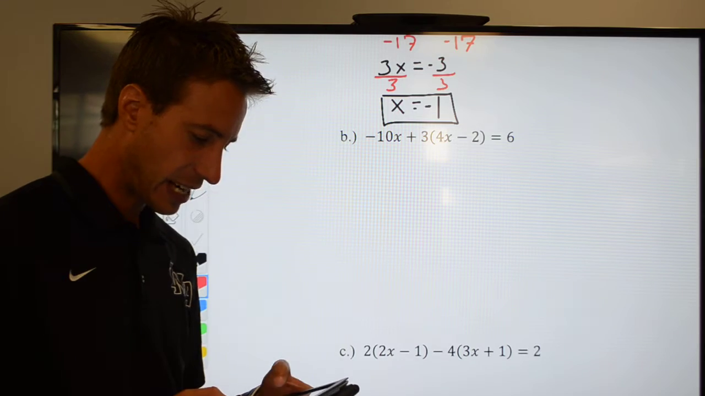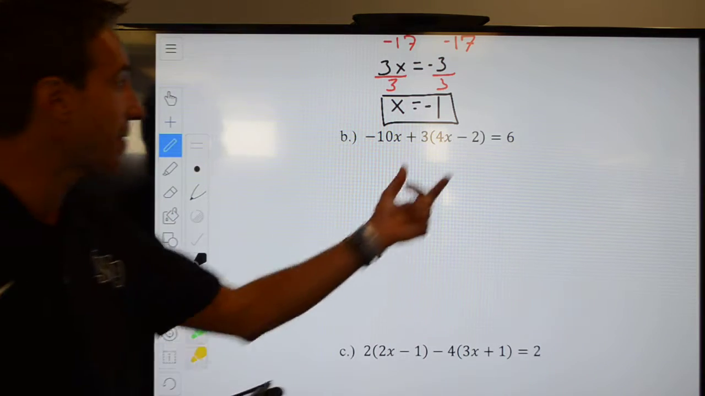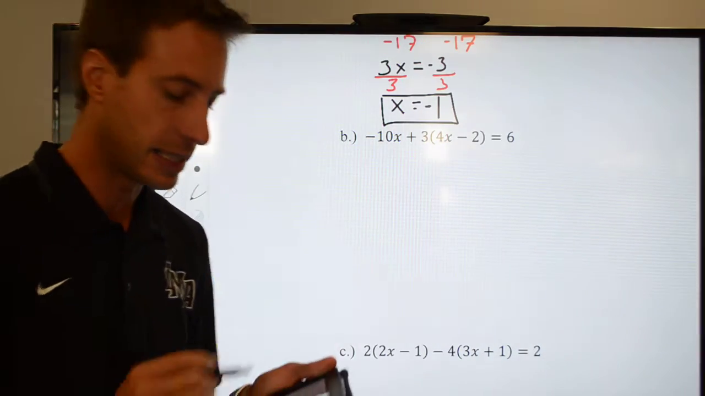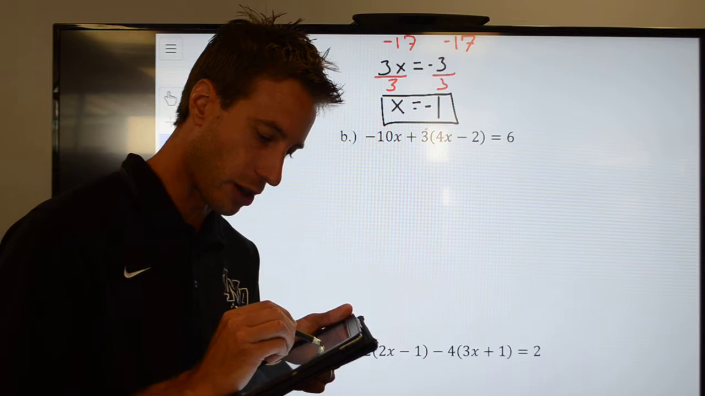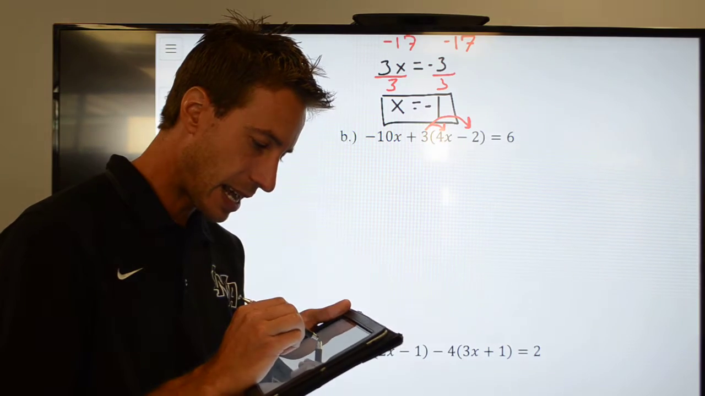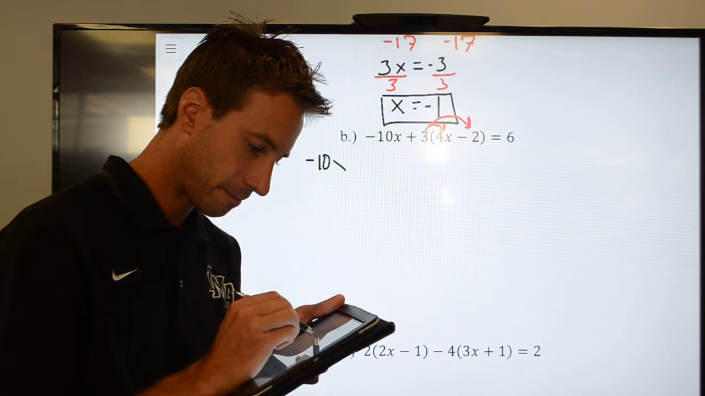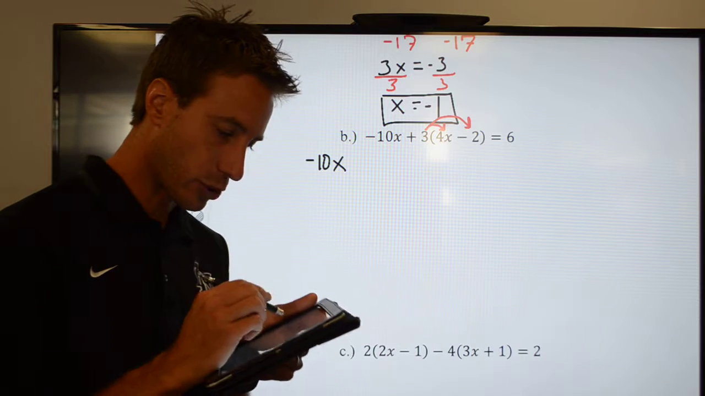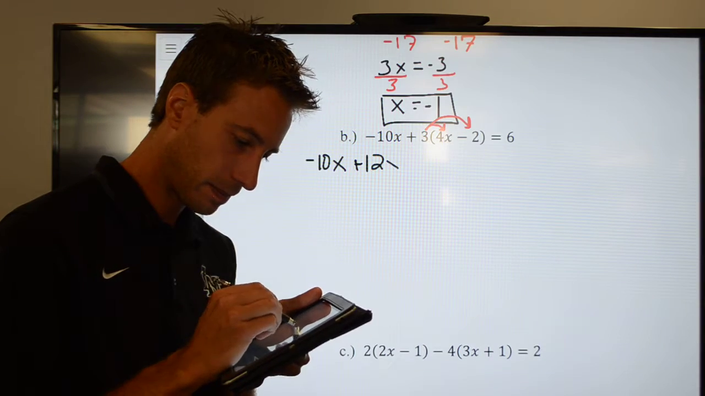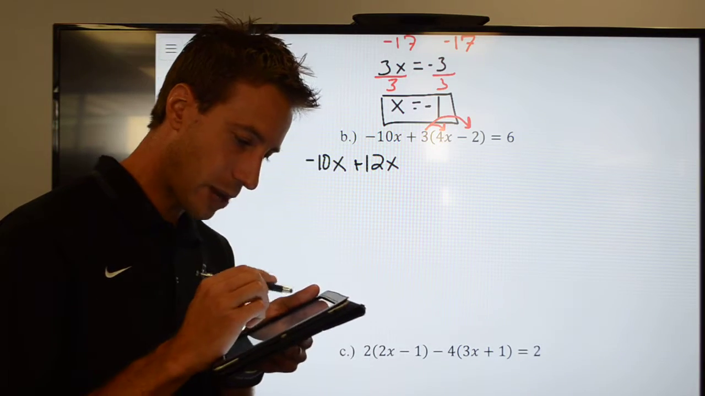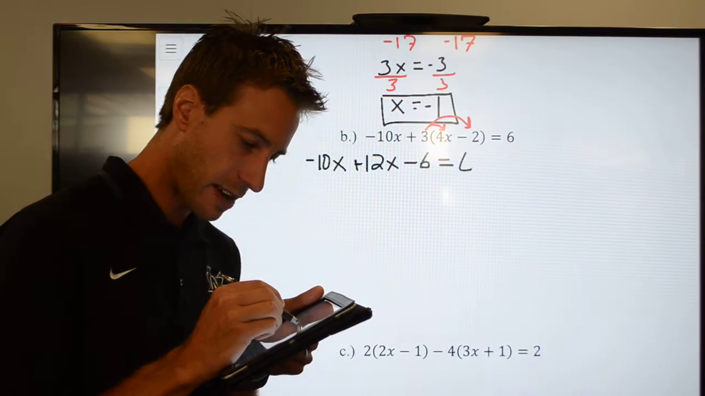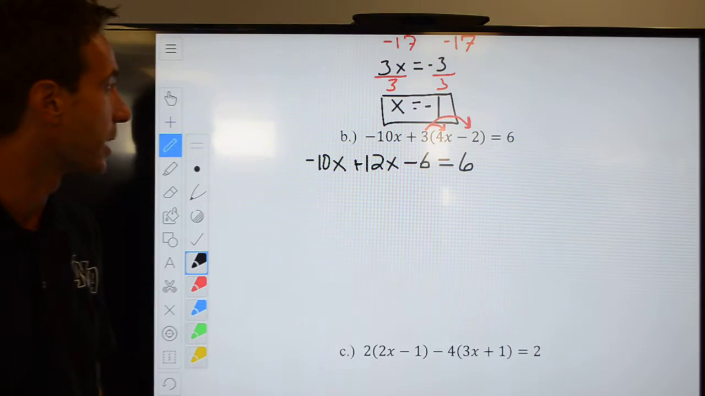Okay, right away again here looking at this one, I recognize that I have yet again another grouping symbol with a coefficient out front. You should immediately think I'm going to need to distribute, and that's exactly what we're going to do to start. So let's go ahead and rewrite this problem now as a negative 10x, plus 12x, minus 6, equals, and I still have my 6 over there on the other side of the equal sign. I will have 3 times 4x, which will be plus 12x. I'll have 3 times a negative 2. How about a minus 6?